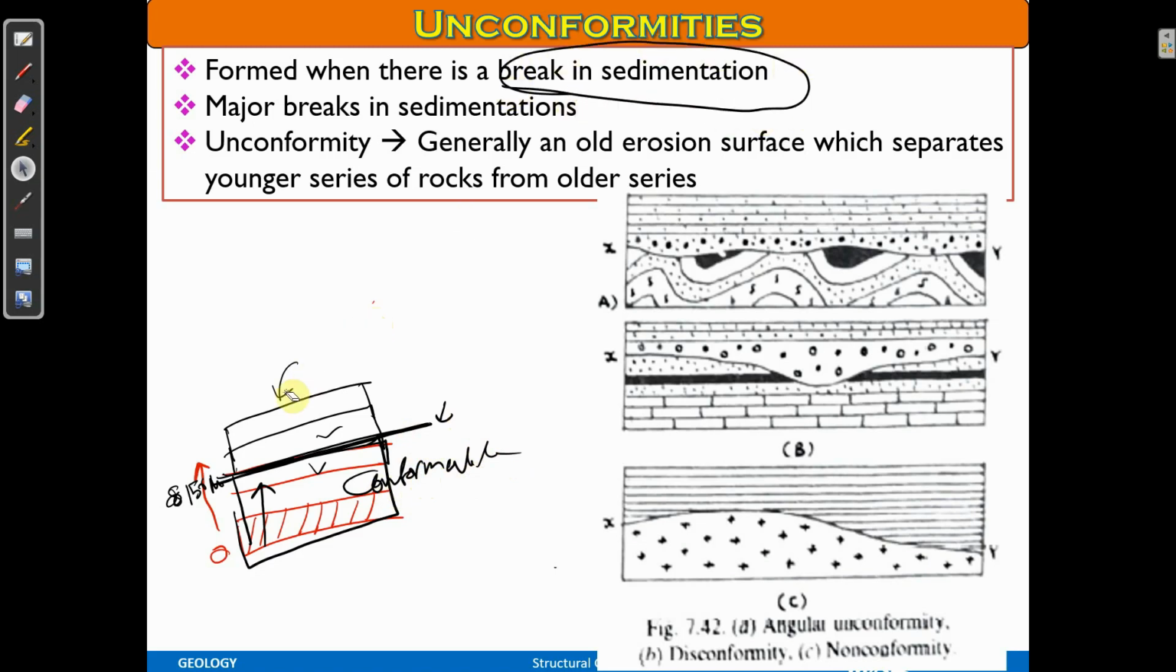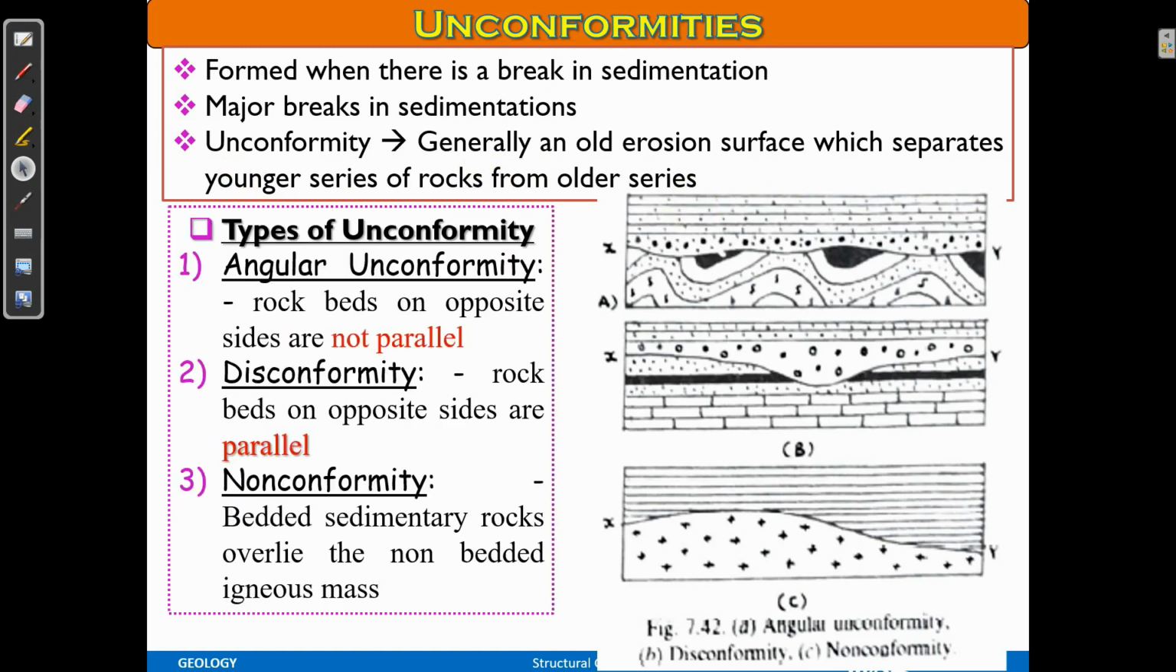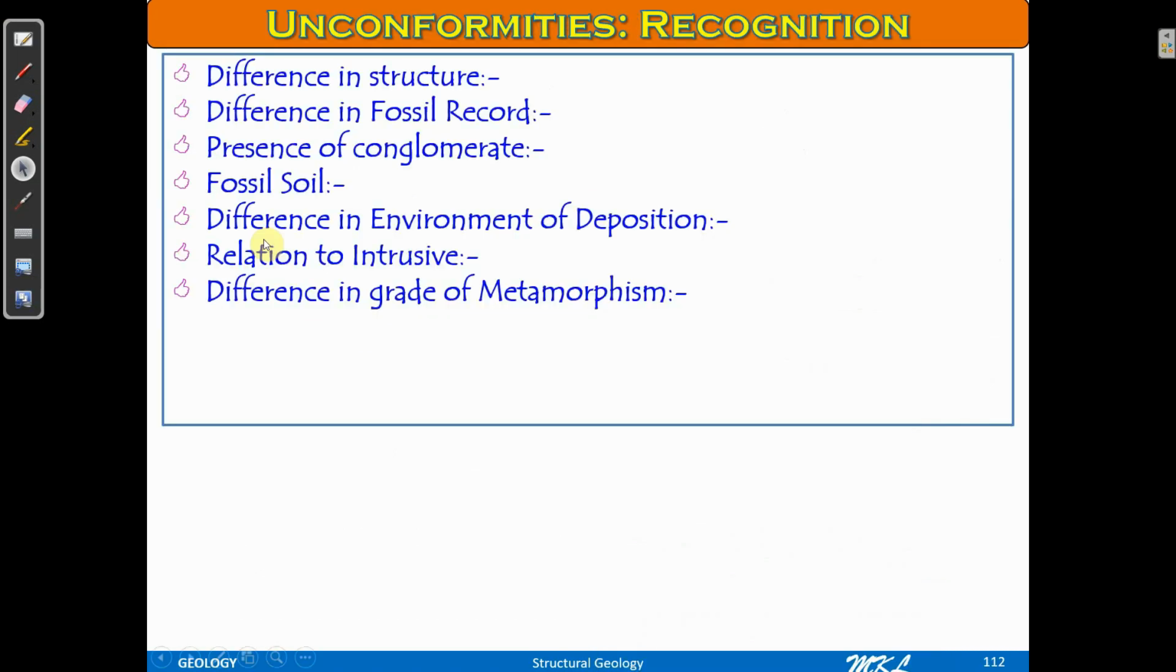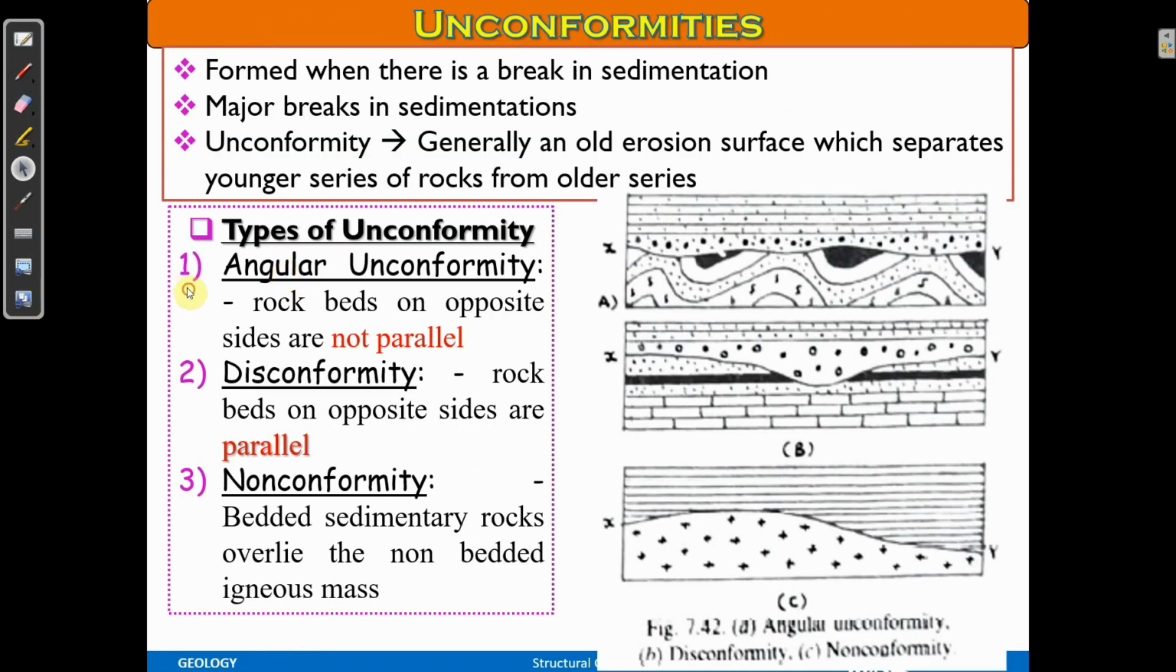This creates a gap in the geological record. This creates a gap in the time. This creates a gap in the geological time of sediment accumulation. So this is called the unconformity. So generally it is an old erosion surface which separates a younger series of rocks from the older series, okay? Now it can be of three types: angular unconformity, disconformity, and nonconformity.